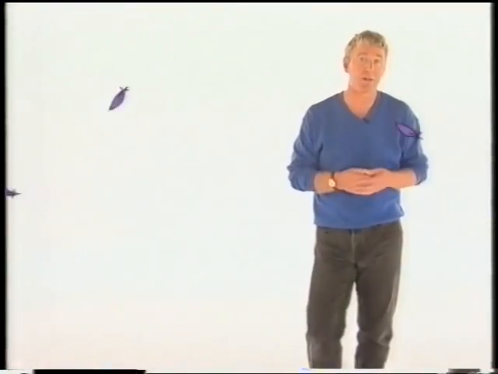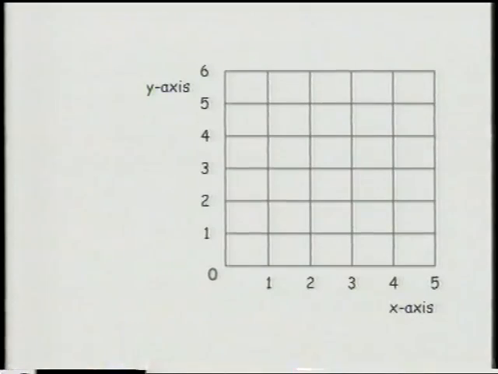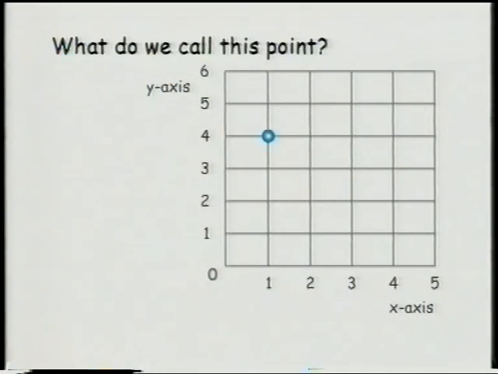Here's a question about coordinates on a graph. What do we call this point? Is it A, 4, 1, or B, 1, 4?